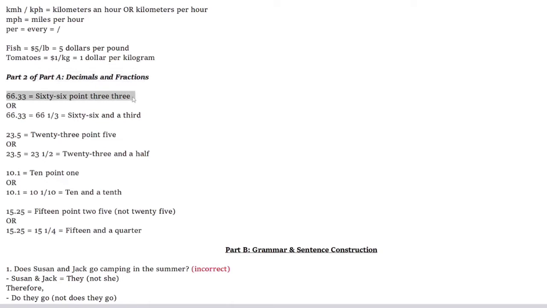66.33 is expressed as 66 and a third. So 0.33 becomes a third. Similarly, 23.5 is expressed as 23 and a half. 10.1 is expressed as 10 and a tenth. So 0.1 is a tenth. 15.25 is expressed as 15 and a quarter. So 0.25 is a quarter.